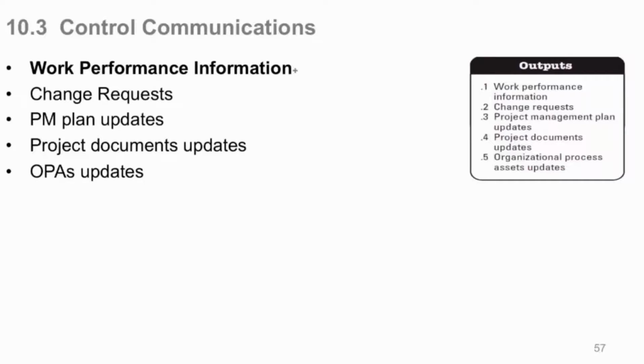We'll be back. Okay, so here are the outputs from the control communications process: work performance information, change requests, which are ubiquitous in their own context, PM plan updates, project document updates, and OPAs. No EEFs here, by the way.